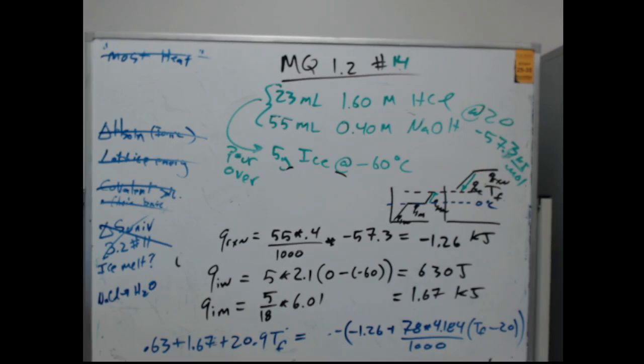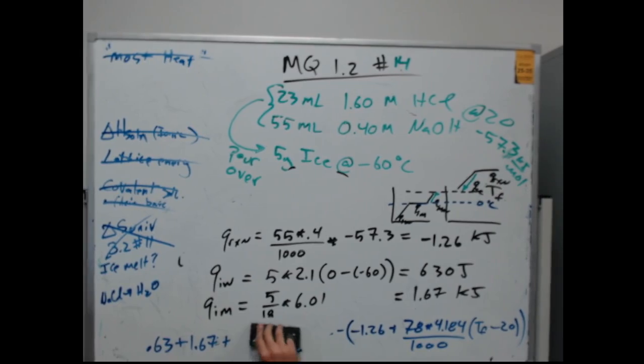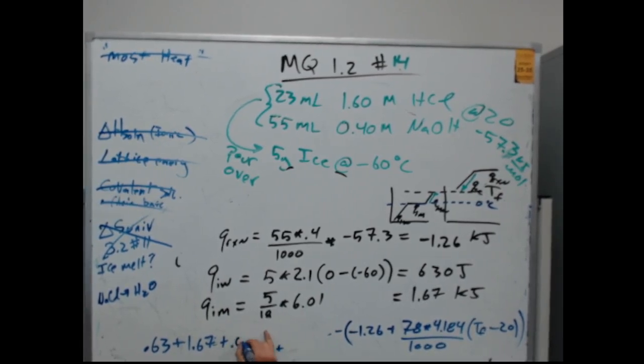Right, and then I can do the same thing over here. 78 times 4.184. Oh, I forgot to divide by 1,000, didn't I? I so did. Right, 5 times 4.184 divided by 1,000. Oh my goodness, I almost did the problem wrong again. 0.0209 T final. I can tell I'm getting tired.